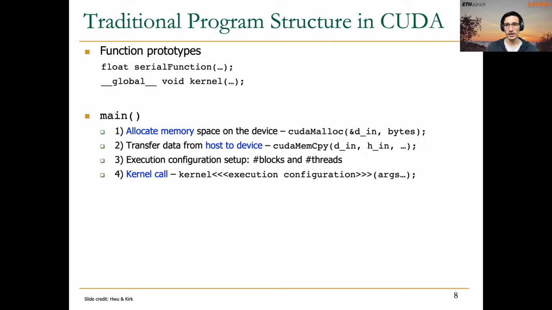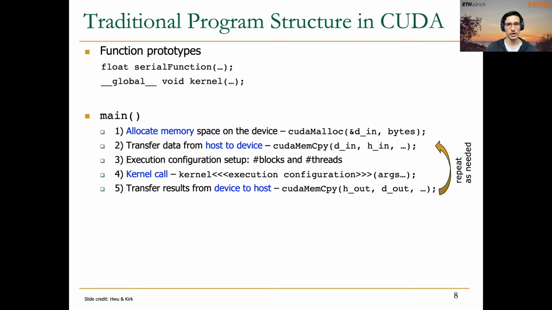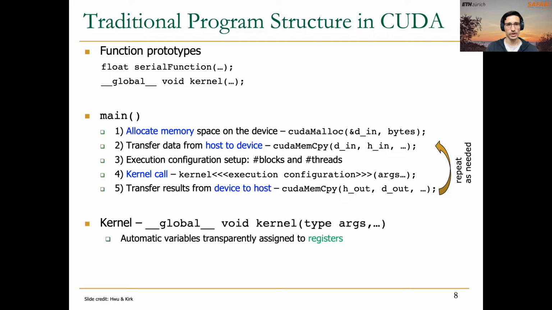This is the typical syntax of the kernel call. Observe that here we have the execution configuration and the arguments. After the kernel terminates, we can return results from the device memory to the host memory, also using cudaMemcpy. And this operation will be repeated as many times as needed, either to launch the same kernel or to launch different kernels inside the same program.